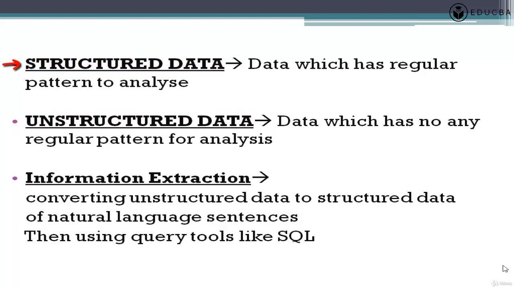So what is structured data? That is data which has regular pattern for analysis. That is, we can analyze that data and we can get the meaningful information from that data. And sometimes your data has no regular pattern, and so it is difficult for you to analyze that data. So what is the meaning of information extraction? So first we will convert unstructured data to structured data, and then we will apply our query tools like SQL and all. There are different query tools, and then we will extract meaningful information from that data.